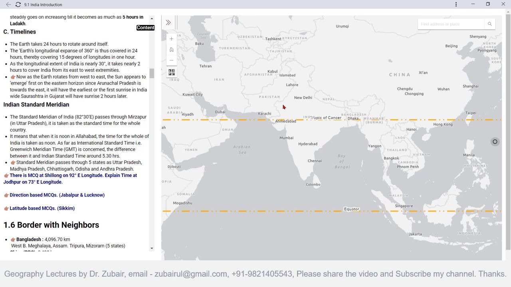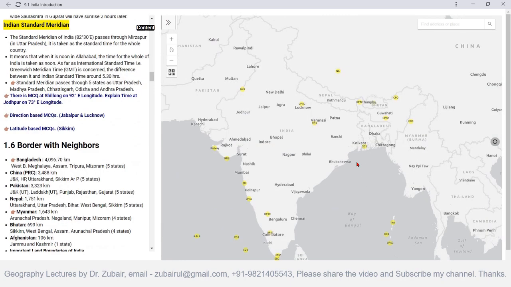So just to have a single time for all of India, there is a line known as the Indian Standard Meridian. This Indian Standard Meridian passes through Mirzapur in Uttar Pradesh, and from this line, the time for all of India is calculated with the help of the Indian Standard Meridian.